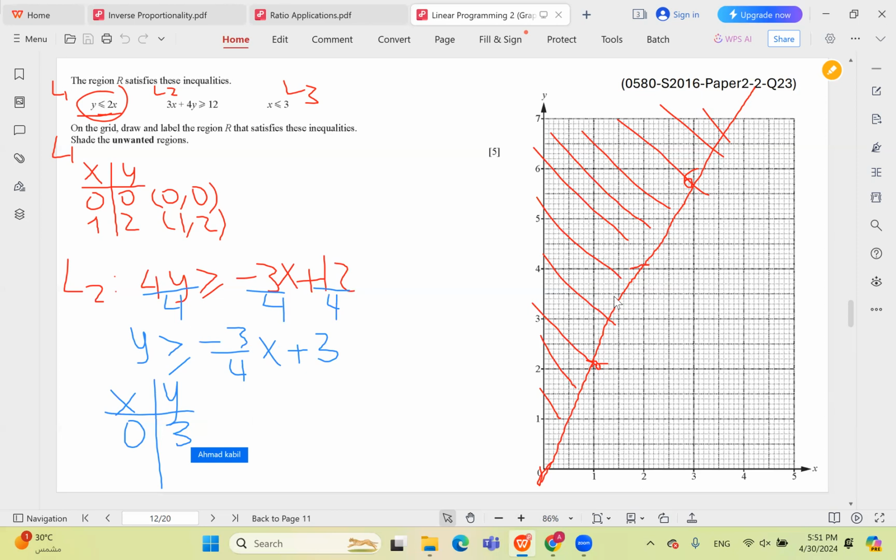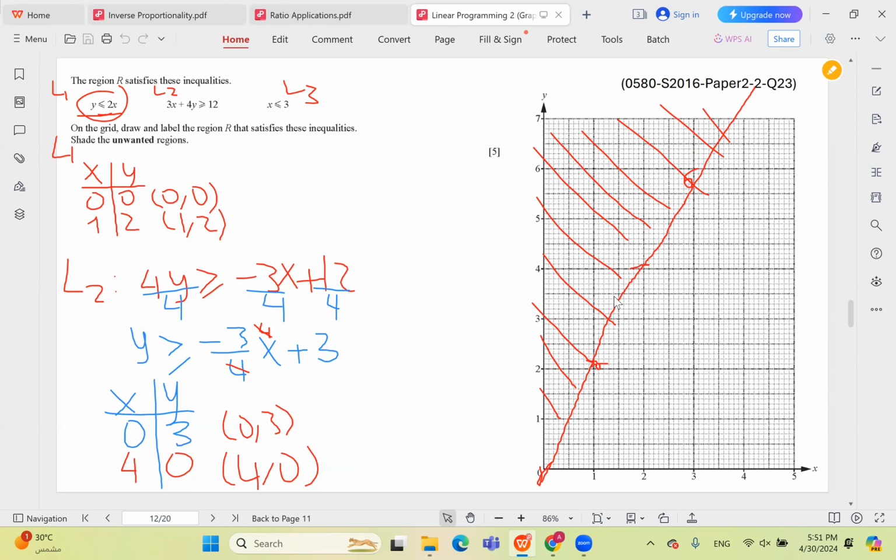The second number should normally be 1, unless you have a fraction next to the x, in which case it's best to use the denominator of the fraction as the value of x, because then they would cancel out and you would have an easier number. Negative 3 plus 3 is just 0. It's easier to calculate if you use the denominator as your value of x. So you have 0, 3 and 4, 0. These are your 2 points for the second line.